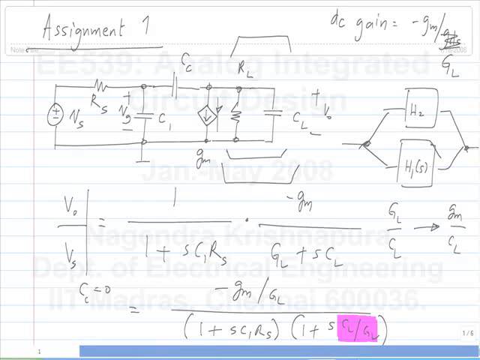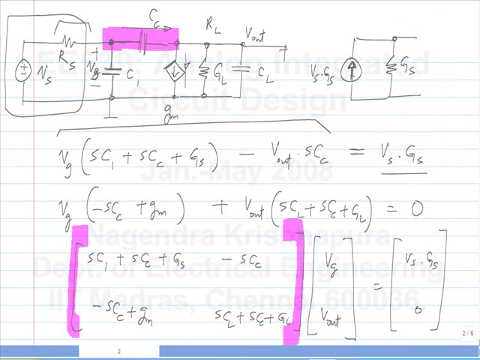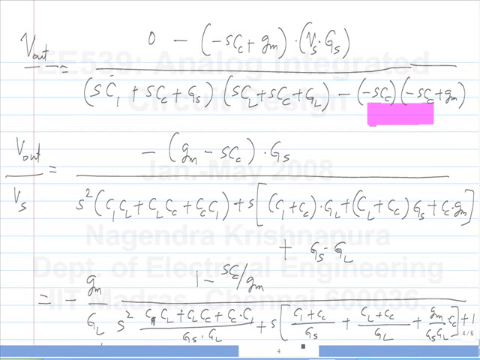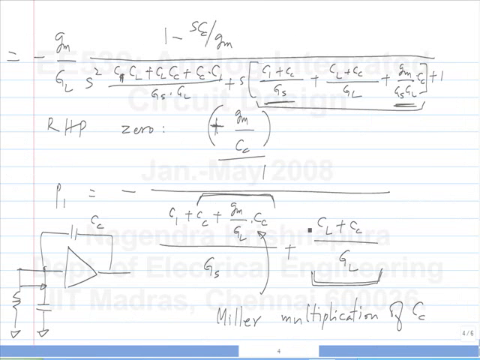What happens to P1 with CC? So we have the expression for P1 here. Does it move to higher frequencies or lower frequencies with increasing CC? Clearly to lower frequencies, right? Because the denominator goes on increasing.